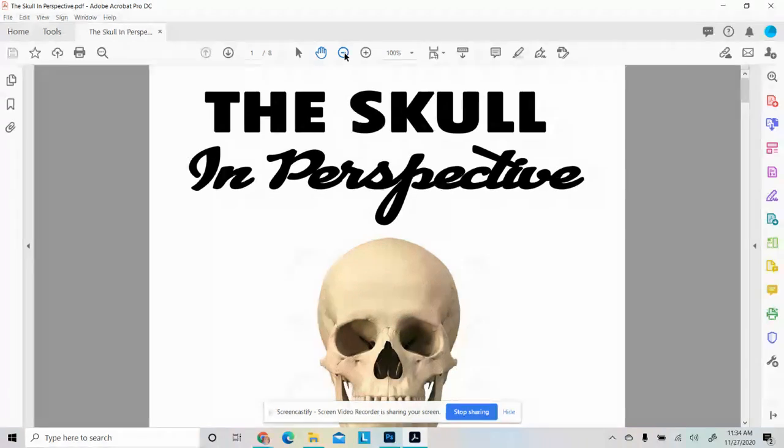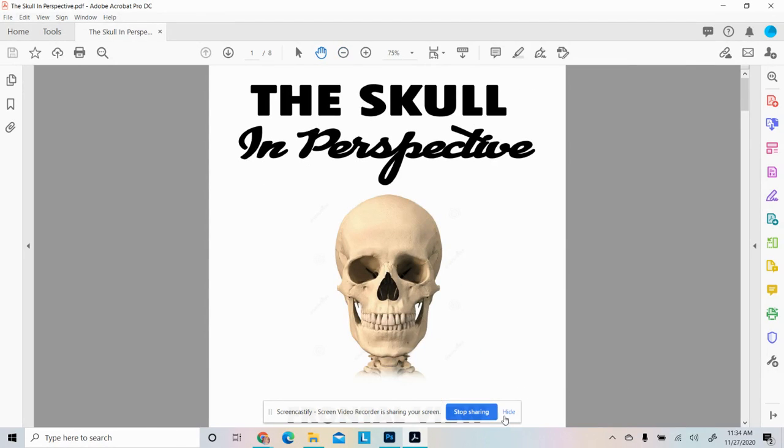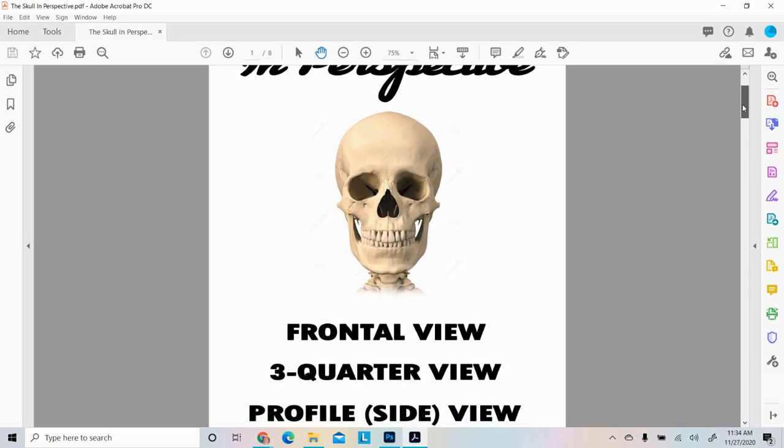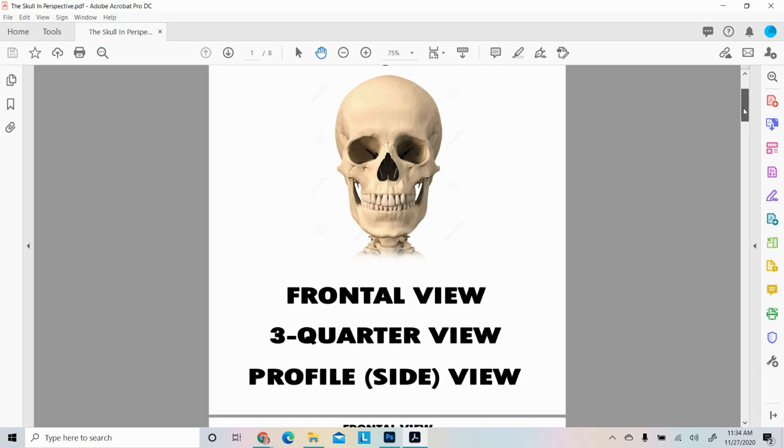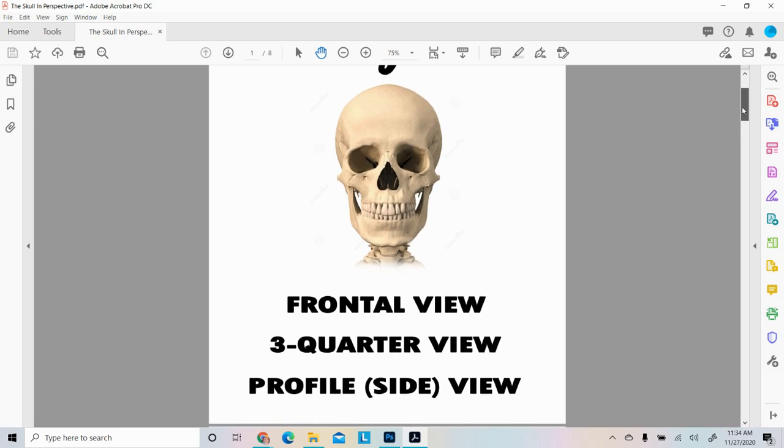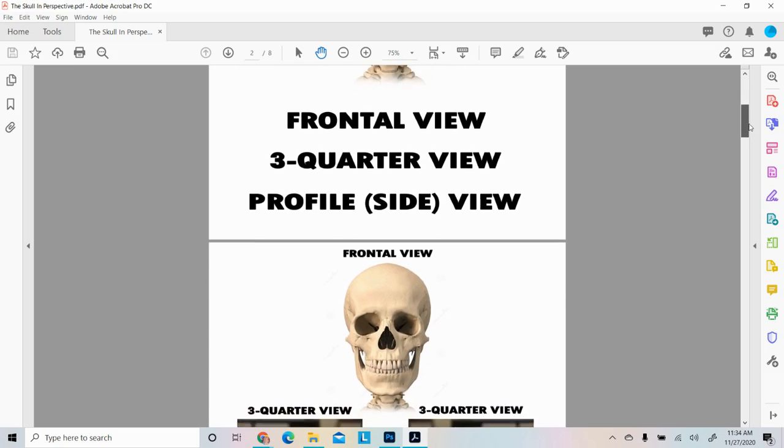Today we're going to learn about the skull in perspective in 3 different views. We're going to learn about the skull in the frontal view, 3/4 view, and the profile, also known as the side view. But to get started, we're going to focus on the frontal view.